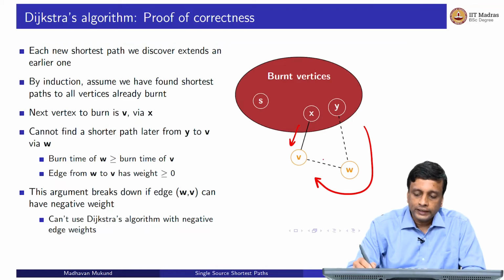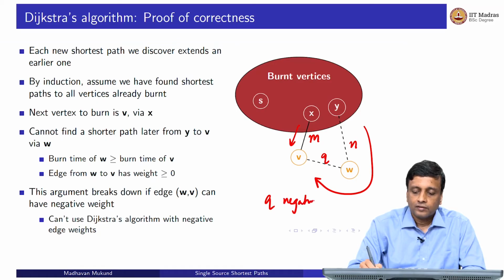Now if Q could be negative, right? If I have this and Q is negative, then I have a problem, right? So supposing this is 5 and this is 7, but this is minus 3.